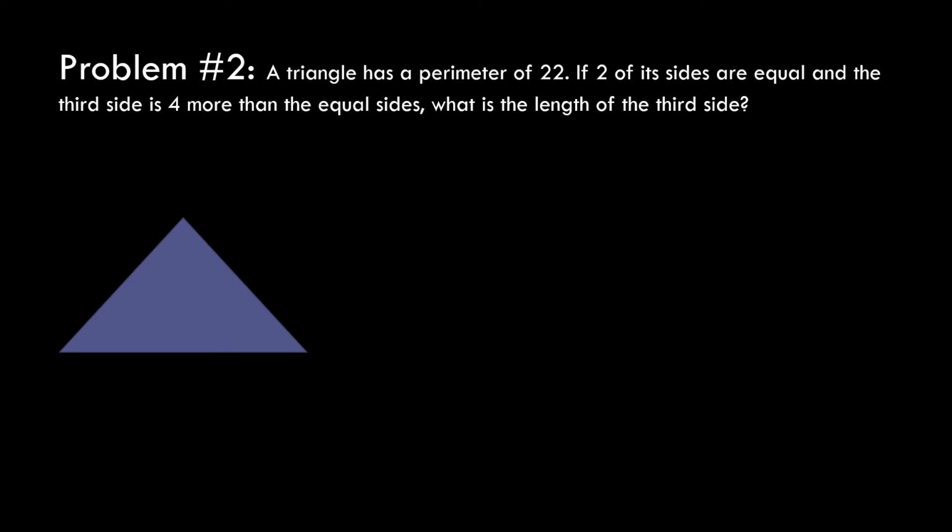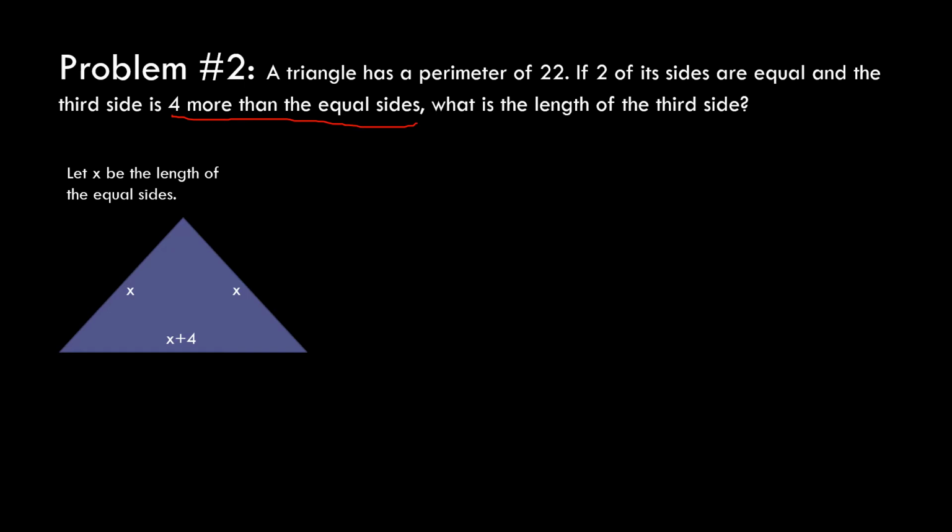So let's proceed with problem number 2. A triangle has a perimeter of 22. If two of its sides are equal and the third side is 4 more than the equal sides, what is the length of the third side? So in this problem, we seem to have an isosceles triangle which has two equal sides. So as usual, we are going to use representatives. I'm constantly going to use x, so we're going to let x be the length of the equal sides. These two sides are the equal sides, and the third side will be labeled as x plus 4, since the third side is said to be 4 more than the equal sides.